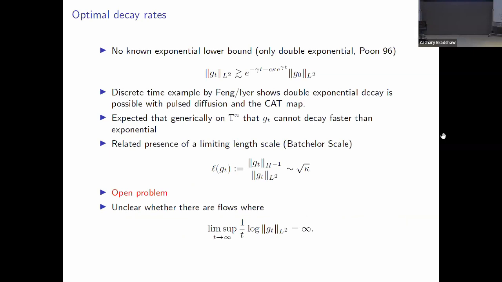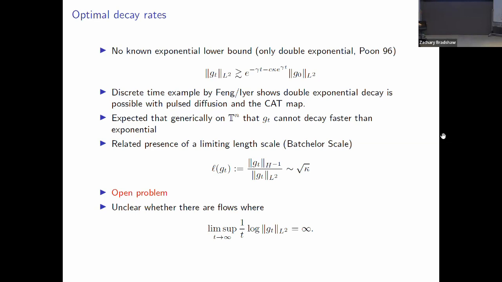So now I want to talk a little bit about decay rates in particular. As is fairly well known, if you look at the advection diffusion equation, there's no known exponential lower bound on the decay rate in L2. So at best, I think you have a double exponential bound that was originally due to Poon. You can prove this essentially with energy type estimates. But what's roughly happening, or at least what the arguments can't rule out, is that because you have exponential growth in frequency, the Laplacian also decays like e to the frequency. You have something that looks like e to the exponential time.